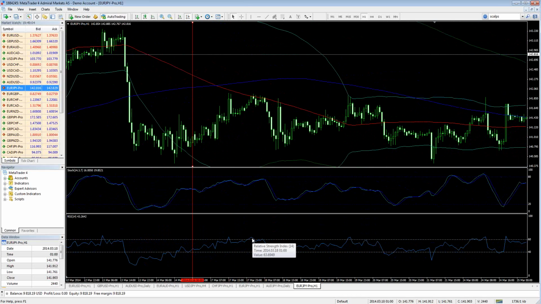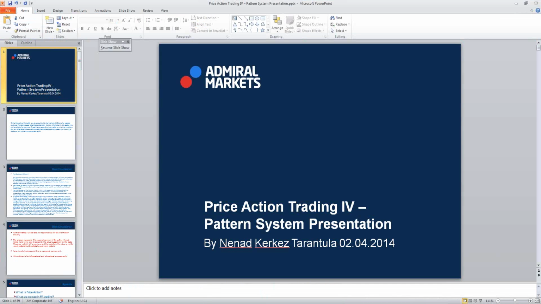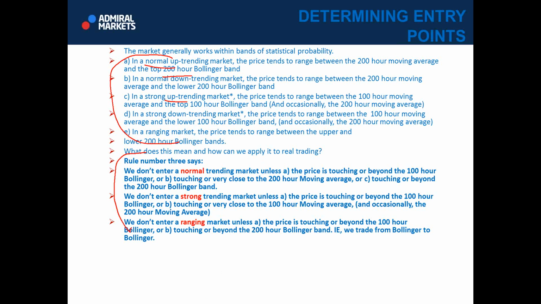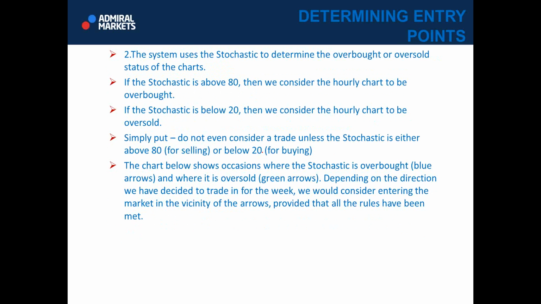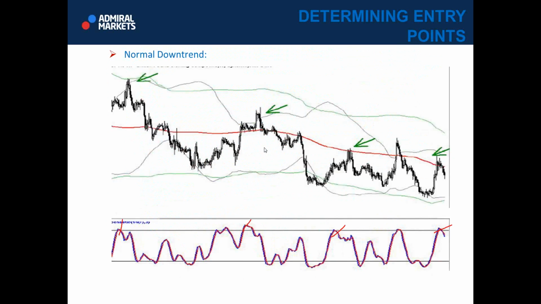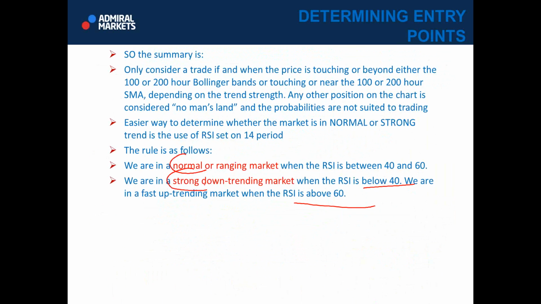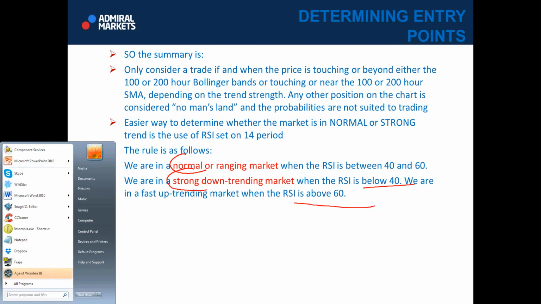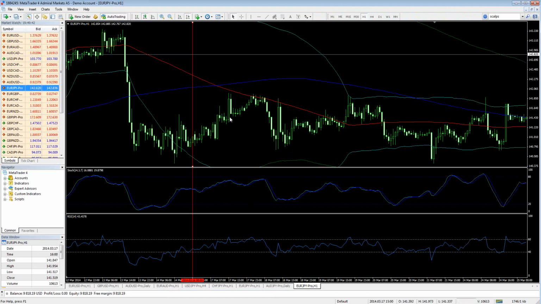This, look at this, above 60, the trend is, what does it say? You refer to this. Strong trending market unless the price is touching or beyond the 100-hour Bollinger or very close. Okay, but what does RSI tell us also? Let's see the RSI rules. Strong downtrend when the RSI is below 40, normal when RSI is between 40 and 60, and strong uptrend when RSI is above 60. So in this part, we again filtered our trade here.